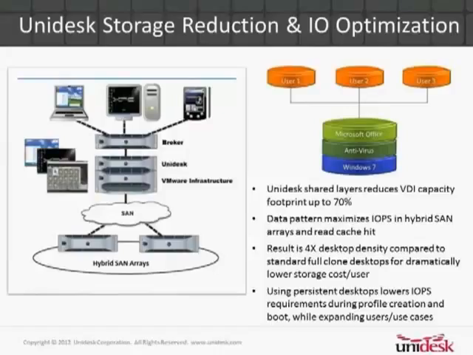Because we're using that one set of files, what you find is that our data pattern minimizes IOPS on hybrid SAN arrays, because we can put almost the entire OS into hot blocks on that SAN so that they're all delivered out of hot blocks, and you barely have any latency from the SAN in that regard. And because of both of those things together, you can probably get 4 times as many desktops on a particular array as you would get if you were doing full clone desktops.